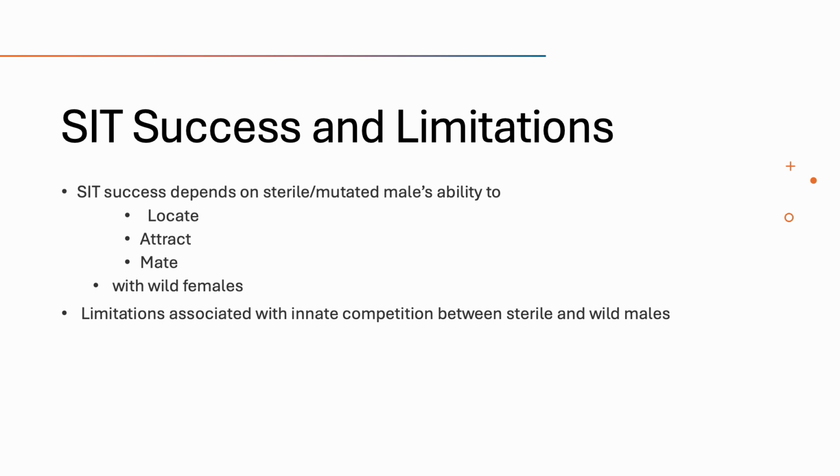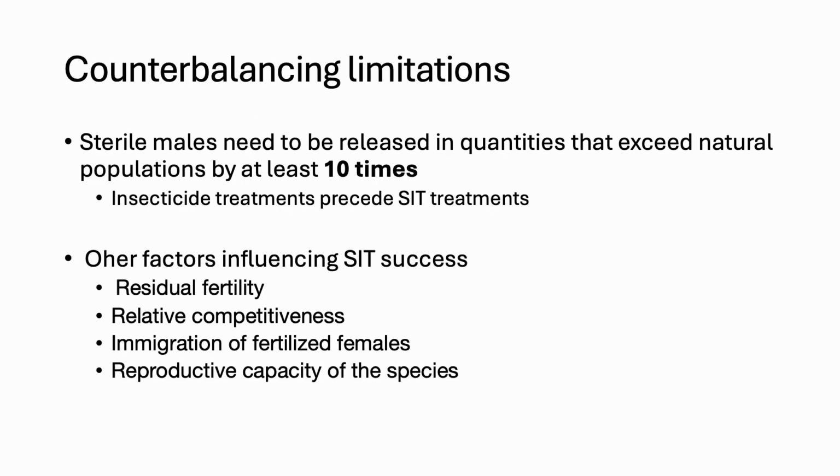SIT success heavily depends on the sterile male's ability to locate, attract, and mate with wild females, as there is an innate competition with the wild males. Competition between sterile males and wild males makes it imperative for sterile males to be released in quantities that exceed natural population densities by at least 10 times. Therefore, SIT releases are usually preceded by insecticide treatments, and this is done to minimize the initial populations.